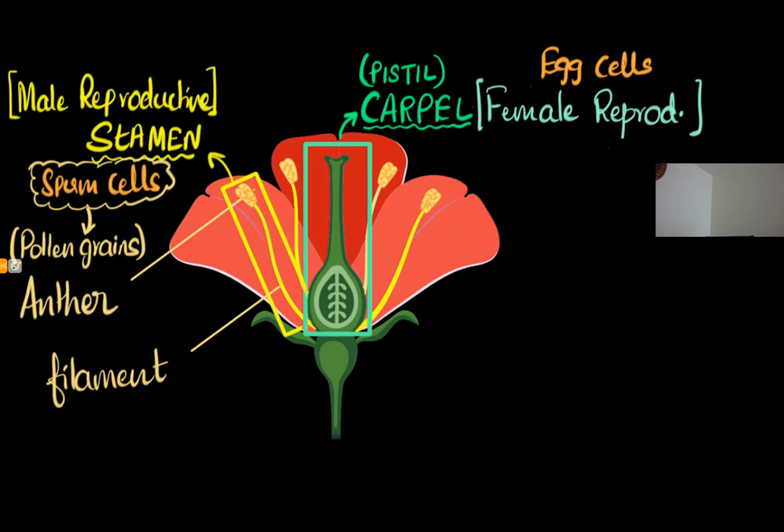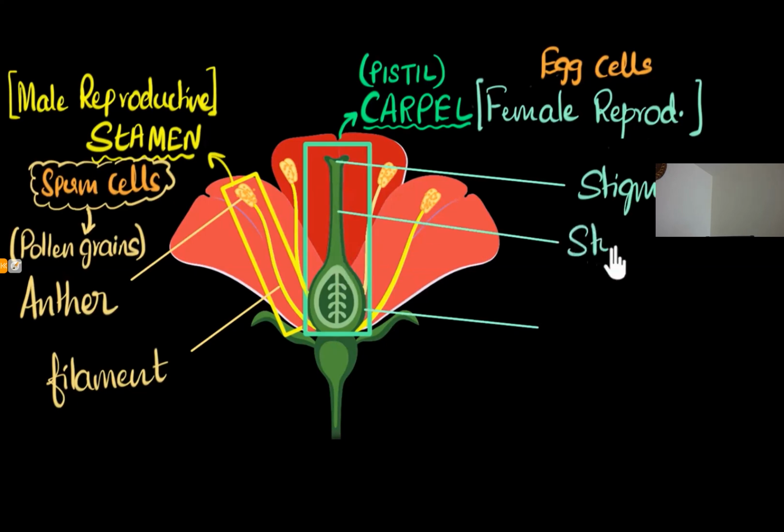All right, let's do the female parts now. The female reproductive part, the carpel or the pistil, can be further divided into three major parts. The topmost part is called the stigma. The part below, a long structure over here, is called the style. And this structure over here is what we call the ovary. Inside the ovaries, you'll find these seed-like structures. They're not seeds yet, but these seed-like structures are called ovules.